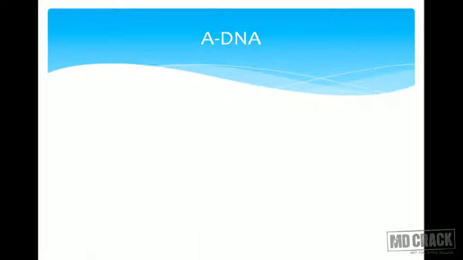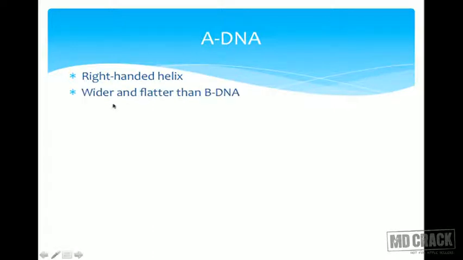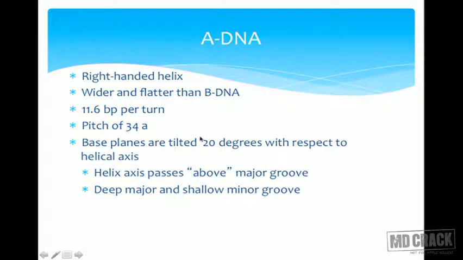What about A-DNA? Again, this is also a right-handed helix. I'm just talking about this from the point of view of MCQ, where it might be asked. It is a right-handed helix. This is wider and flatter than B-DNA. It has 11.6 base pairs per turn and a pitch of 34. The base planes are tilted at 20 degrees with respect to the helical axis. The helix axis passes above the major groove, and a deep major and shallow minor groove are present in A-DNA.